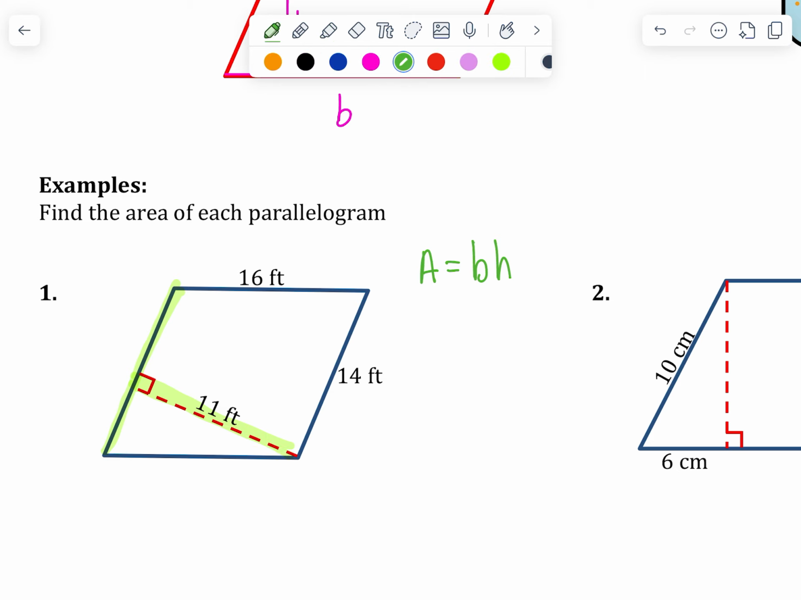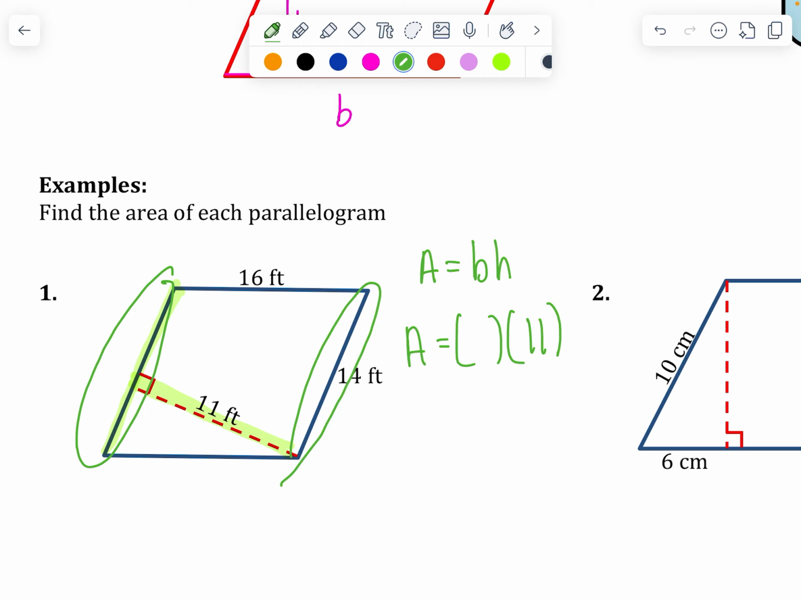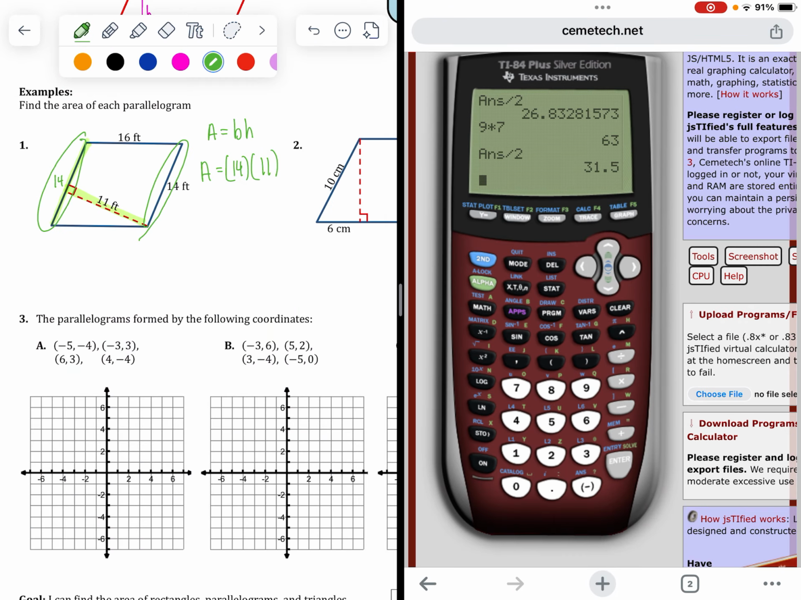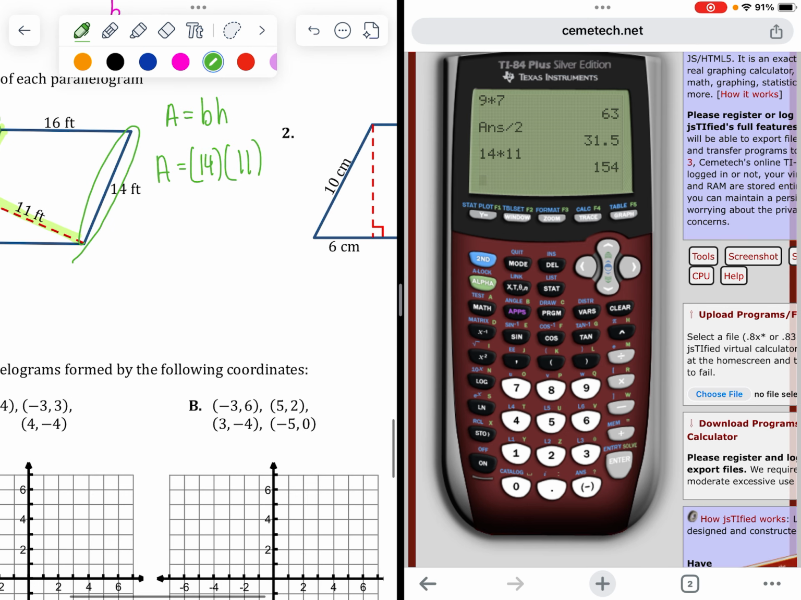All right, so my height I can see is 11. It's labeled, which is nice. And then my base is not labeled, but what I know about parallelograms is that opposite sides are parallel. So my base is 14. Bring my calculator back up so I can have easy access to that. So I have 14 times 11. I'm not dividing by 2 because this is not a triangle. And I have 154 feet squared.